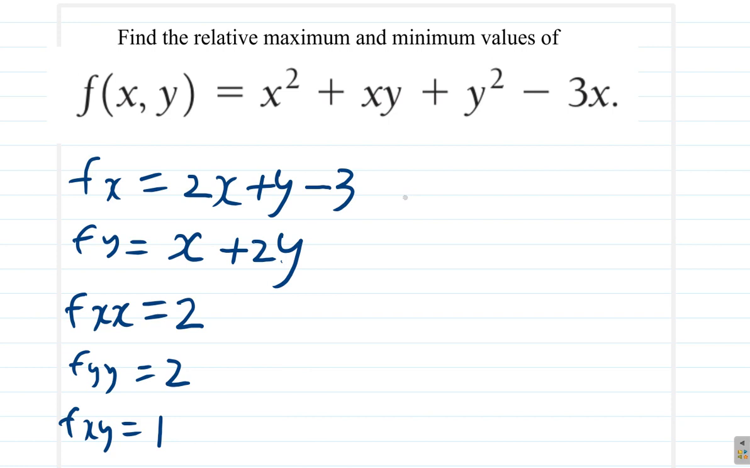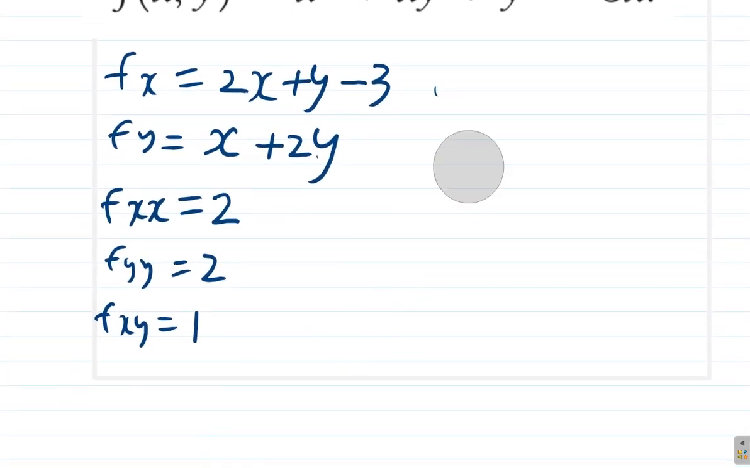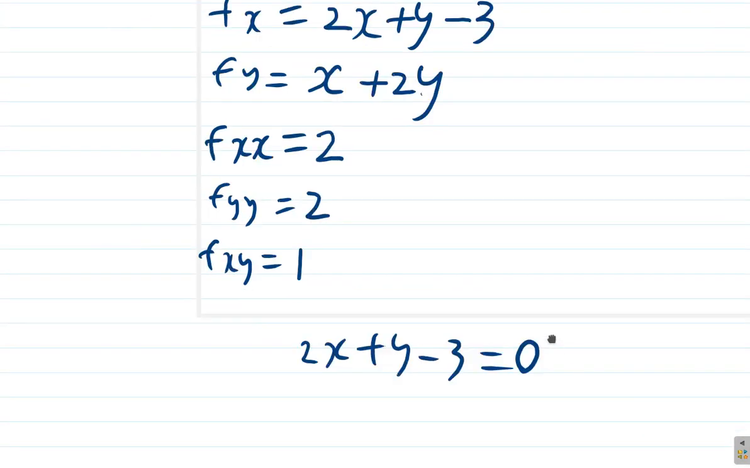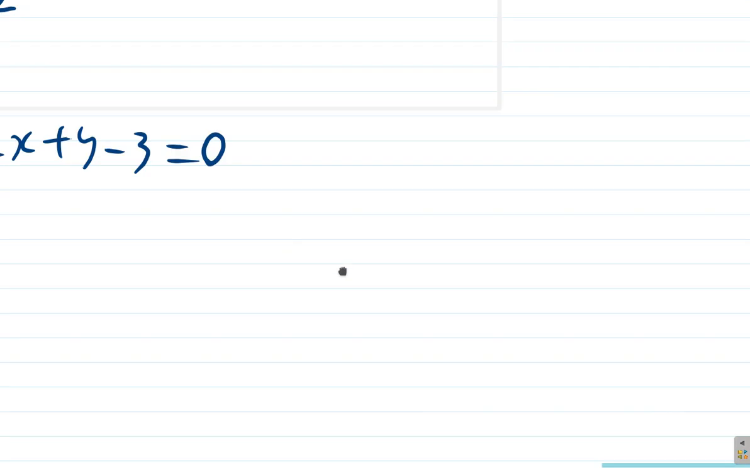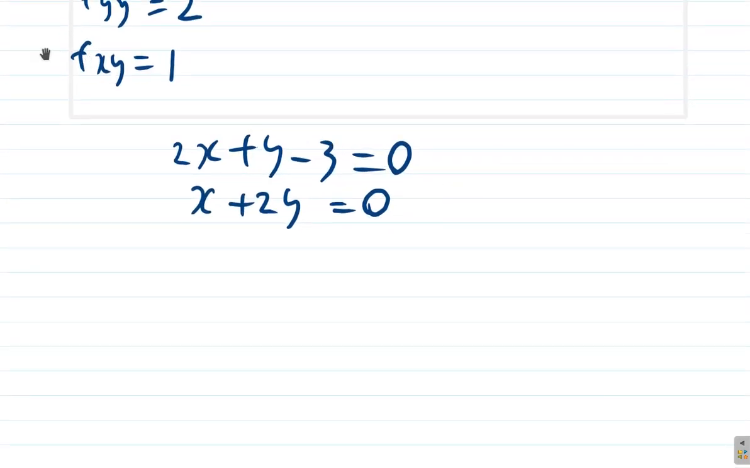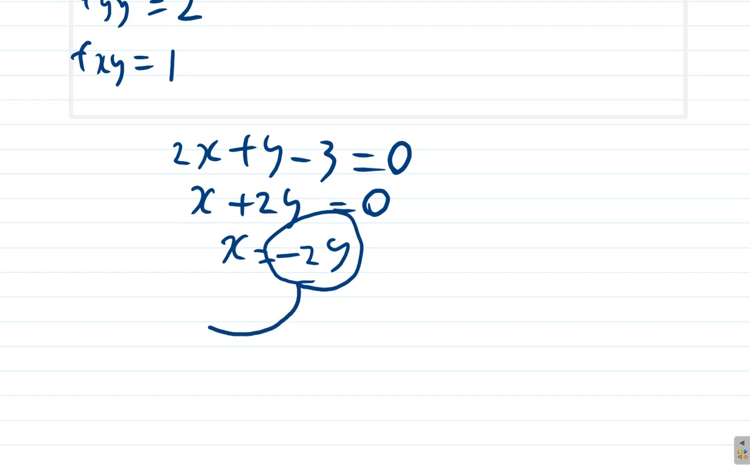Okay. Now, to find the location of the critical point, we have 2x + y − 3 equated to 0. Remember, you have to equate fx to 0 and fy to 0. And then it says here, let (a, b) represent a solution. These are a pair of simultaneous equations, and we're going to solve them. x + 2y = 0. We can just use substitution. If we transpose this equation to make x the subject, we have x equal to −2y. Then wherever x is in the other equation, we put this there. So 2 times −2y + y − 3 = 0.